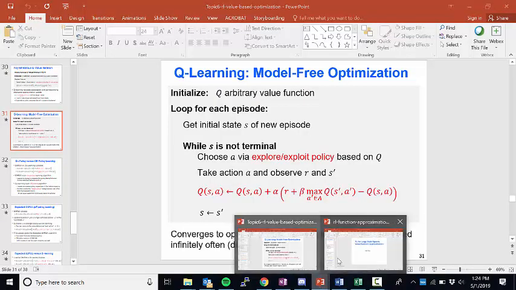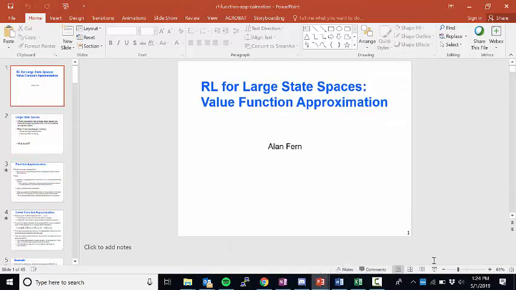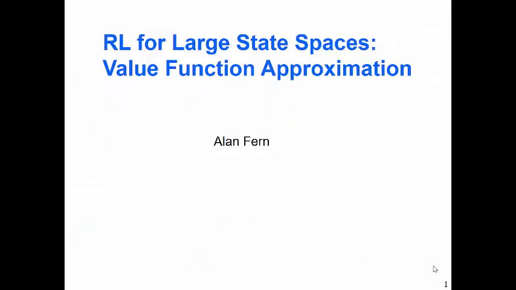Now we're going to move to ways of doing RL for really large action state spaces that you can't enumerate in a table. And this is where, if you hear people talking about deep RL, this is where that falls.